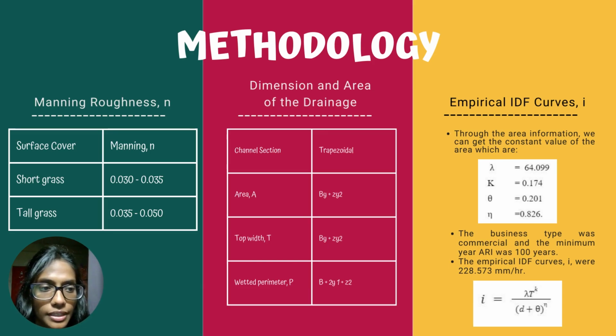Moving to empirical IDF curves, the required data was gathered nearby in Johor, at the station near Batu Pahat. Through the area information, we can get the constant values of the area: lambda is 64.099, K is 0.174, theta is 0.201, and eta is 0.826.